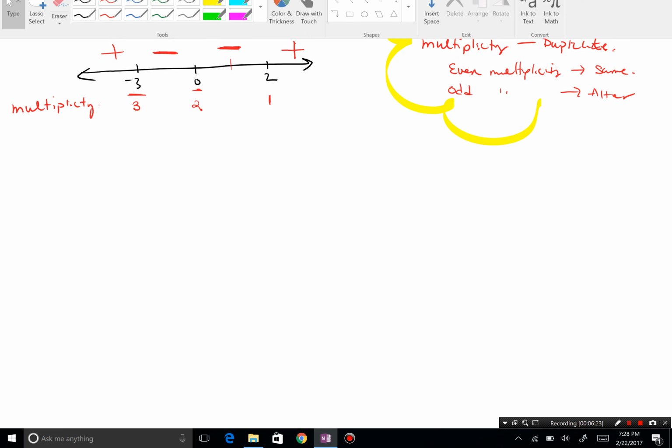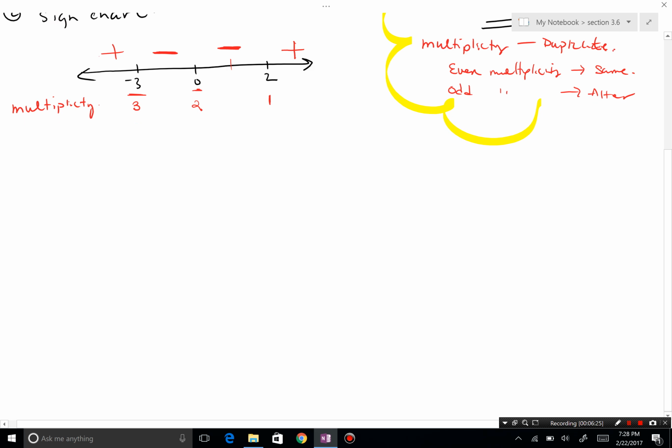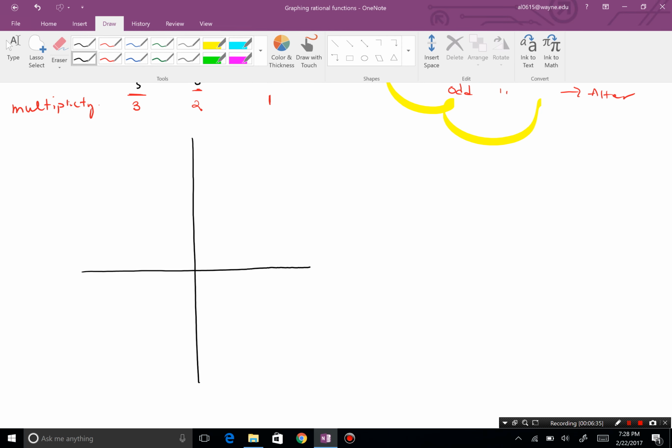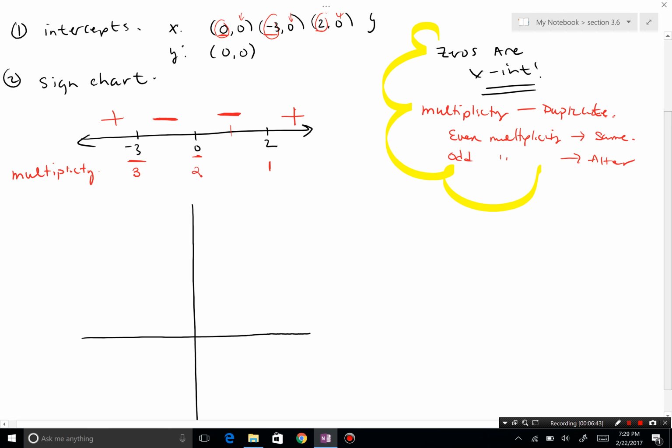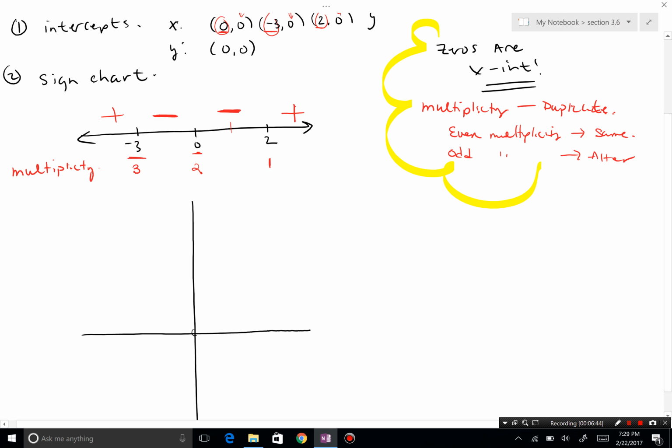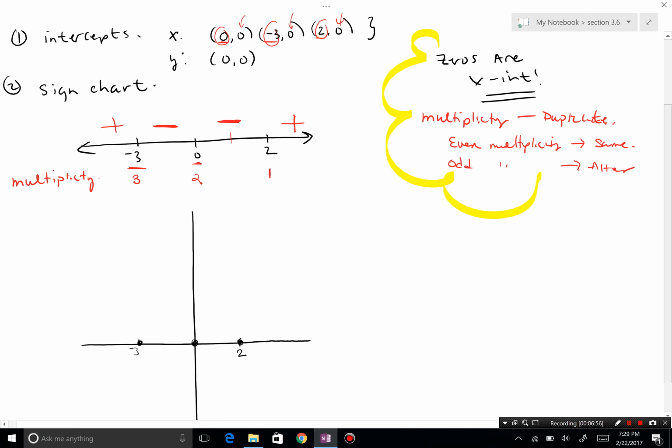So here's our graph. First things first, we need to draw our x-axis and our y-axis. That is a terrible looking y-axis. Now, here's something that's also very important about the multiplicities. I'm going to put points where I think my zeros are, and once again my intercepts also need to be on here. So 0, 0, then 1, negative 3, 0, and then 2, 0. That's all the intercepts. So let's move to our sign chart and figure out how this thing looks.